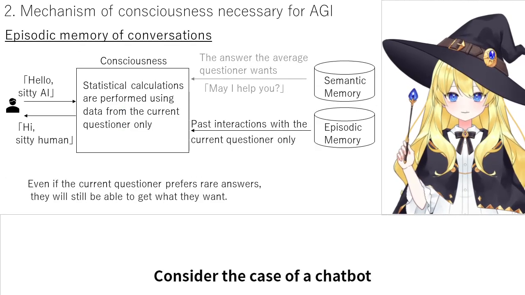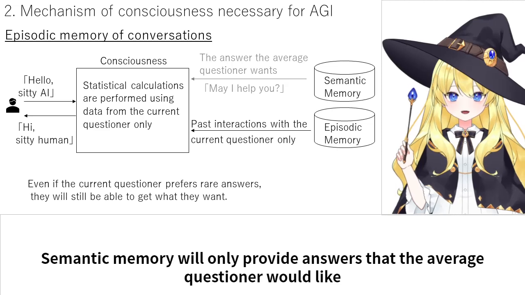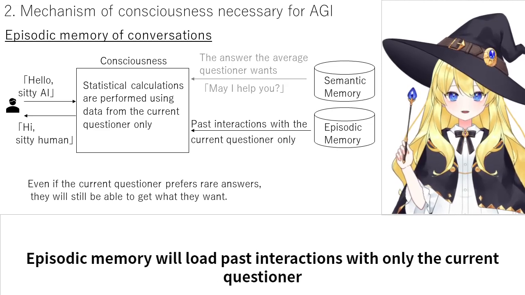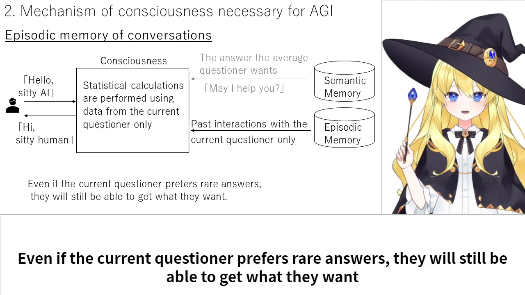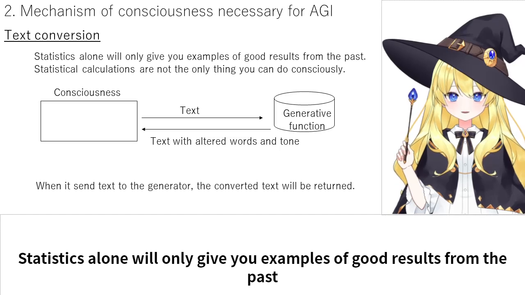Consider the case of a chatbot. Semantic memory will only provide answers that the average questioner would like. Episodic memory will load past interactions with only the current questioner. Consciously, statistics will be calculated using data from only the current questioner. Even if the current questioner prefers rare answers, they will still be able to get what they want. Statistics alone will only give you examples of good results from the past.